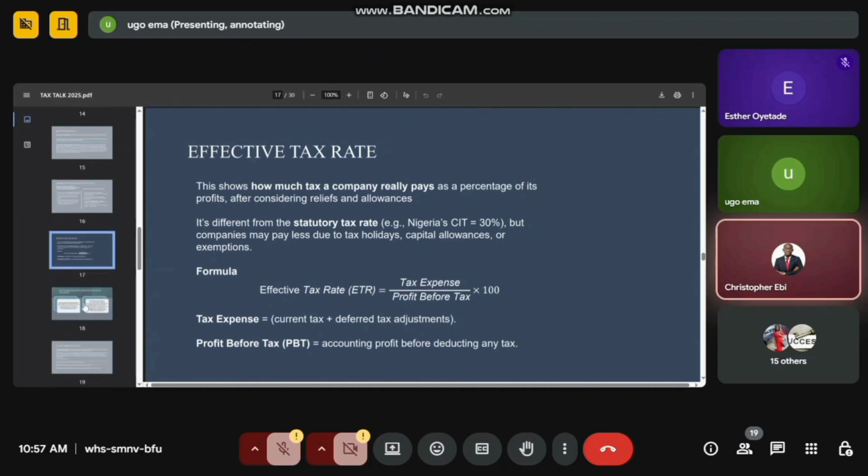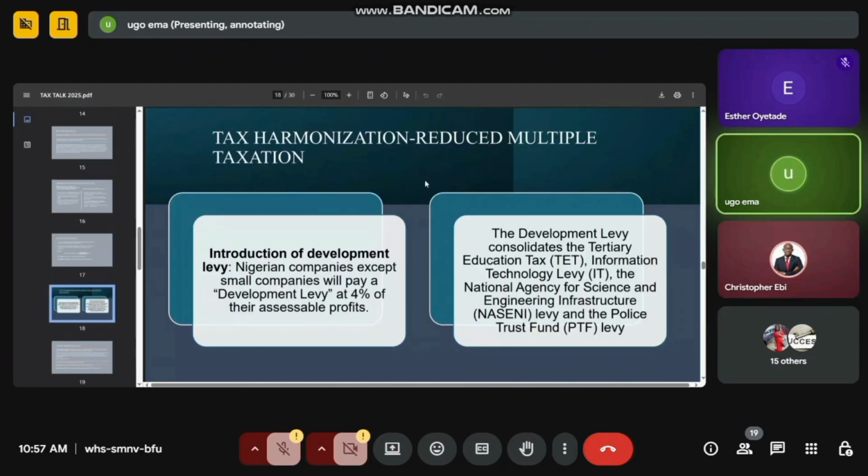Now let's move forward. We're also talking about how these new tax laws have tried to bring tax harmonization and also to reduce multiple taxation. One of it is the introduction of the development levy. Before now, we know that even after paying our company income tax, our profits are also subject to other forms of taxes like the education tax, information technology levy, the National Agency for Science and Engineering Infrastructure levy, and the Police Trust Fund levy. So all of these are still paid by companies even after paying the company income tax.